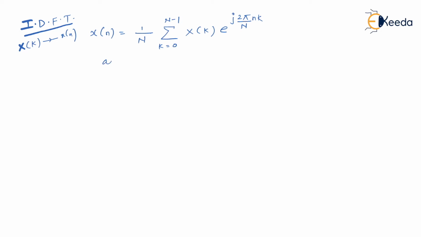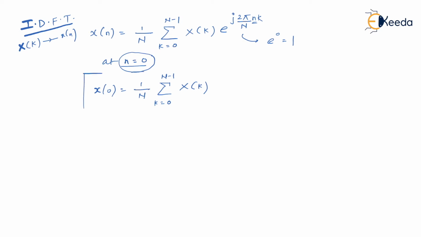So tell me, at n equal to 0, why am I saying n equal to 0? Because I want x of 0. So I can say x of 0 is equal to 1 upon N, sum over k varied from 0 to N minus 1, of X of k as it is. Try to understand, when I put n equal to 0, e to the power 0 becomes 1. So this is x of 0, and this is what we call the central ordinate theorem.